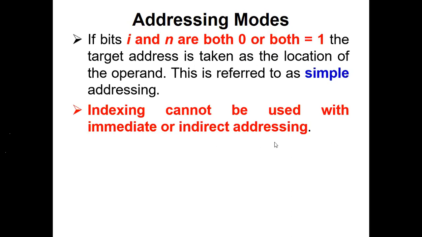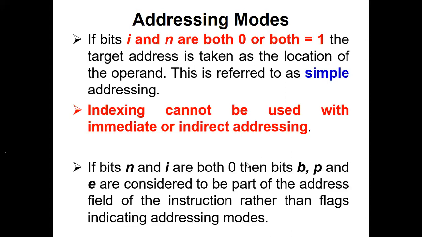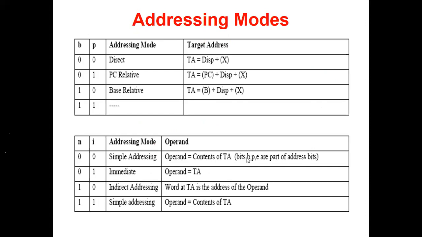Now, indexing is not used with immediate or indirect addressing. So if you have immediate addressing, where N is zero and I is one, or indirect addressing, you don't include the X. Whether X is zero or one, you don't add the contents of X when you are calculating the target address. Okay, so that is what we have in the second table. When N is zero and I is zero, that is simple addressing. So the contents of the target address is what we take as the operand.